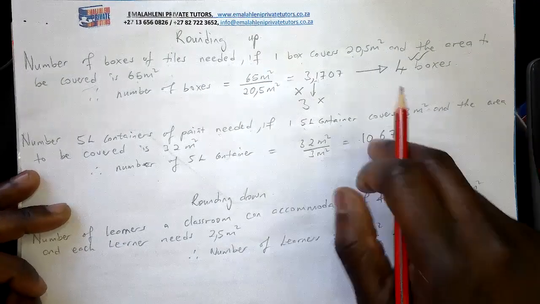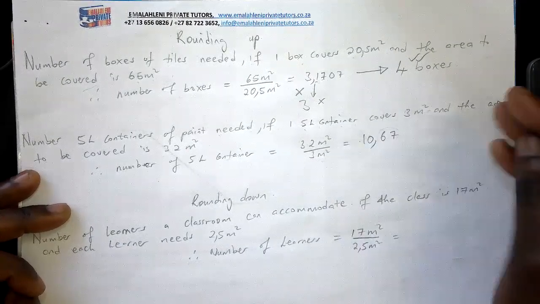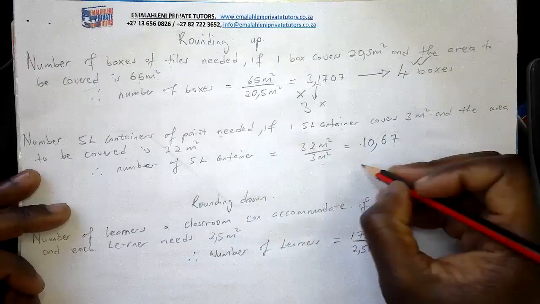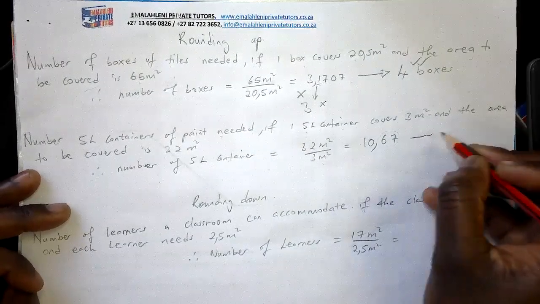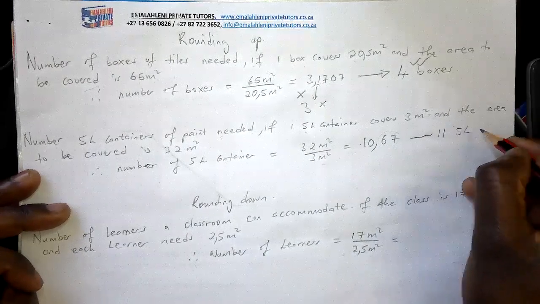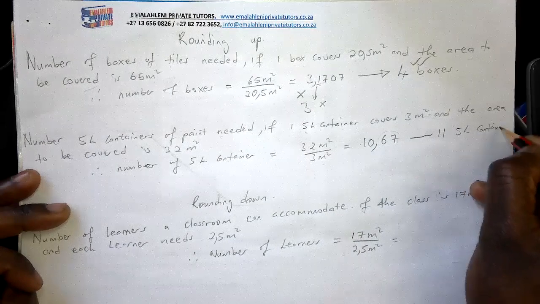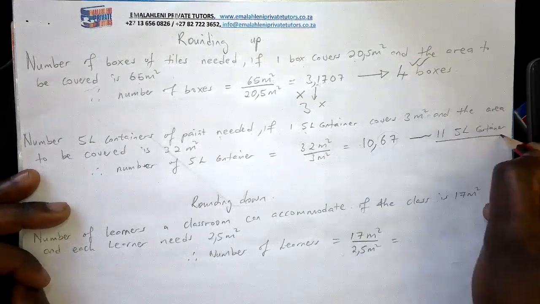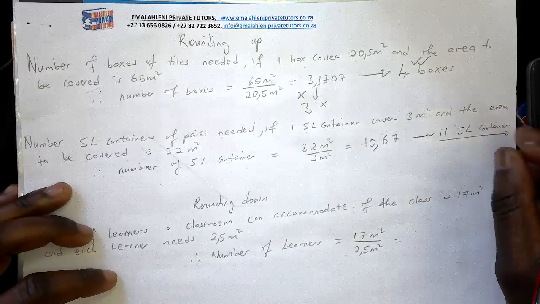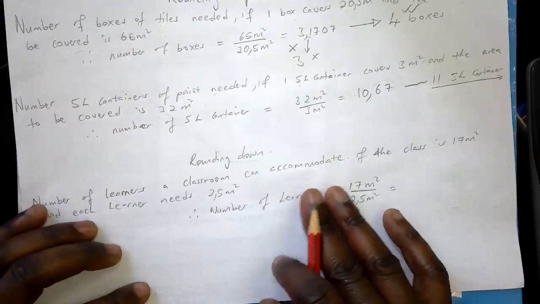But now this 10.67 again, remember guys, we need this 0.7. We need that. Even if you're going to use only 2 liters from that 5-liter container, it's fine. We need that extra. So we're going to say we need 11 5-liter containers. So here you are forced to round up. You are forced to what? To round up. Now, let's move on to the next question where you are forced to round down.